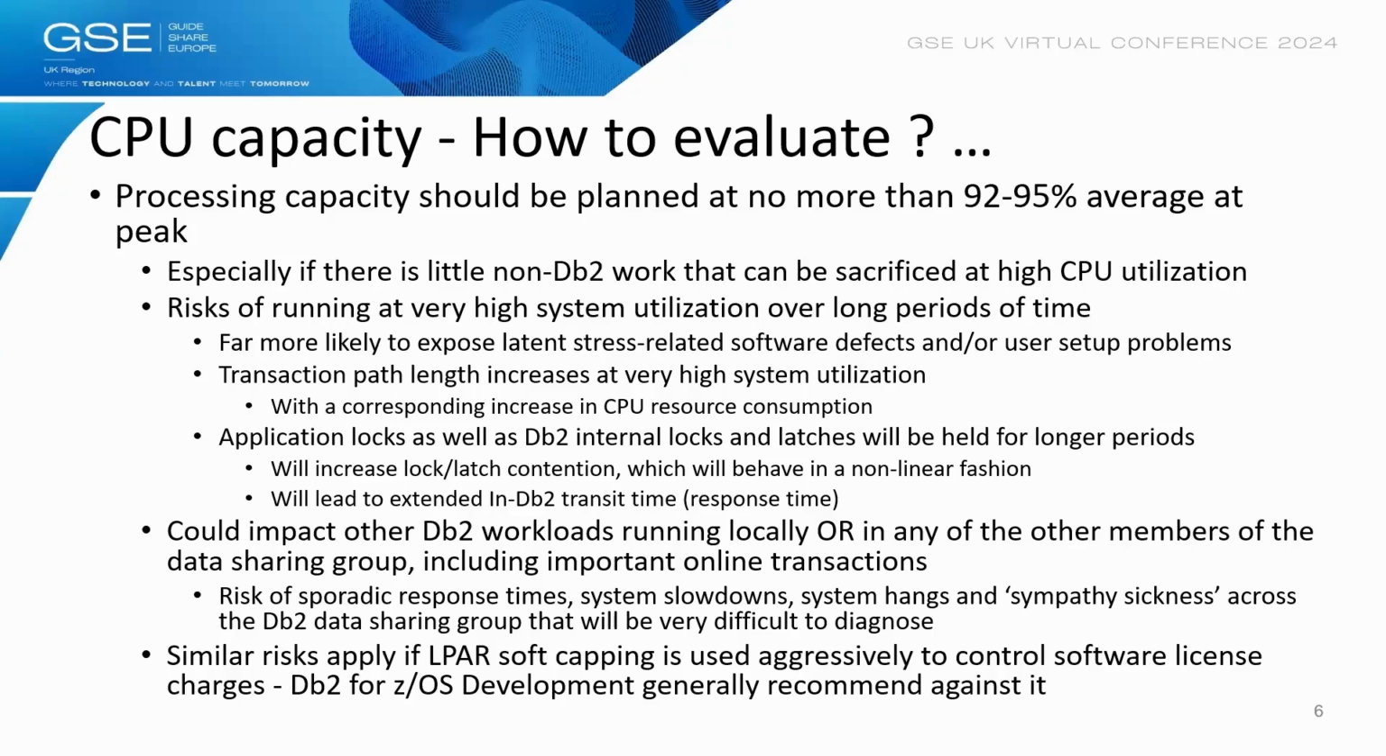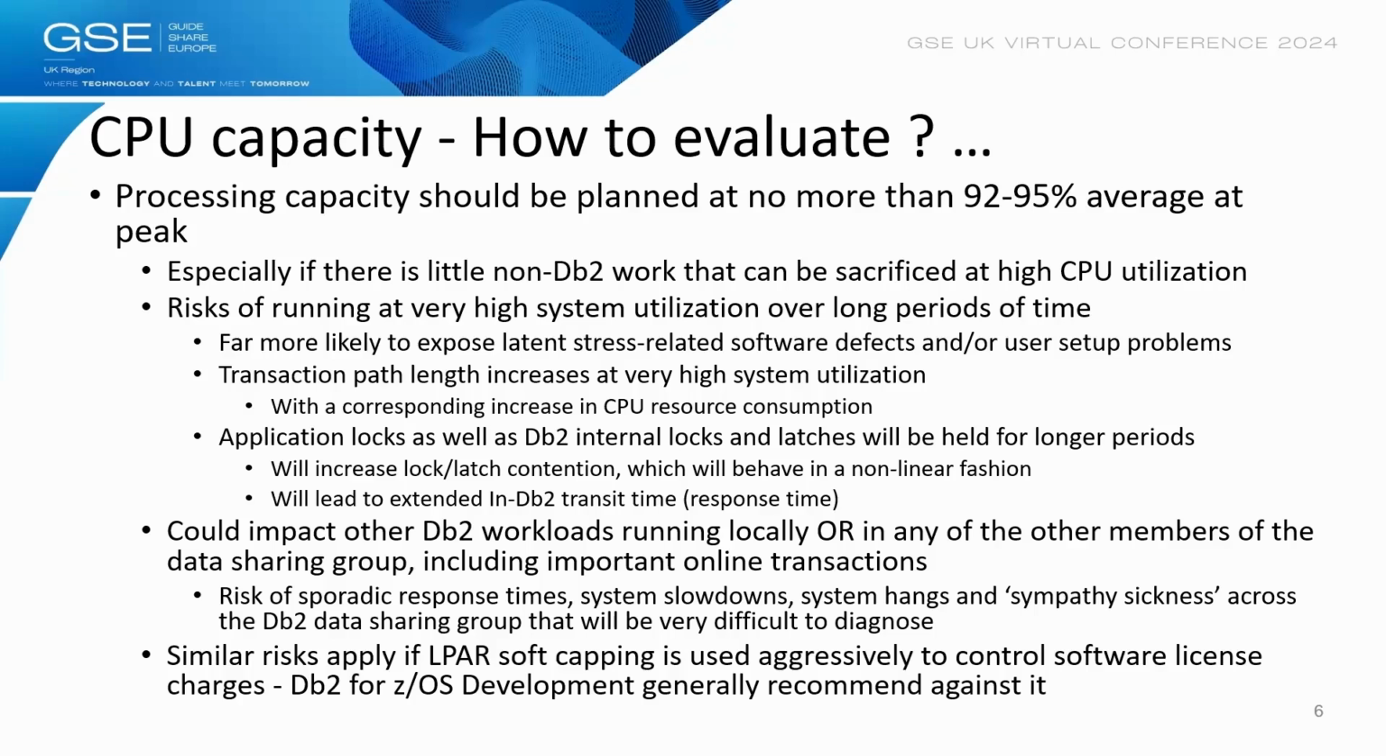Why does this CPU utilization matter? It matters for the cases where there is not much workload that can be sacrificed, where we have all important workload and we don't have non-important workload. And when there are peaks, we cannot sacrifice any workload that is of lower importance, right? So if there are any delays for our important workload, they may also cause sympathy sickness.